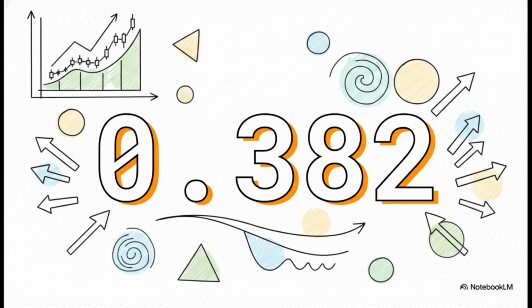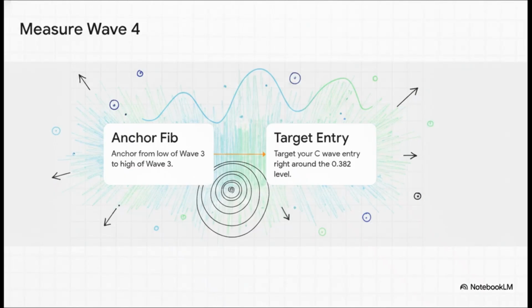Next up, we have 0.382, or 38.2%. This is your absolute crucial ratio for Wave 4. Remember, Wave 4 pullbacks are usually much more shallow than Wave 2 pullbacks. Why? Because the underlying market momentum is incredibly strong at this point in the cycle. So the mechanics are slightly different here. To find the end of the Wave 4 C wave, step 1, anchor your Fibonacci tool from the low of Wave 3 to the high of Wave 3. And step 2, target your C wave entry right around that 0.382 retracement level.